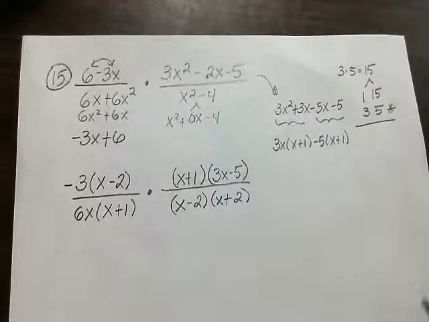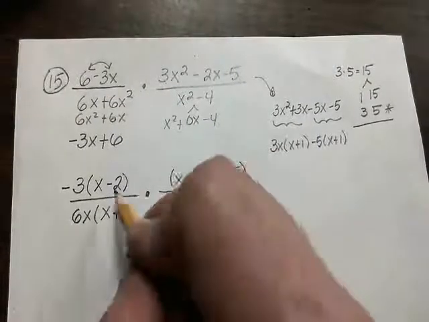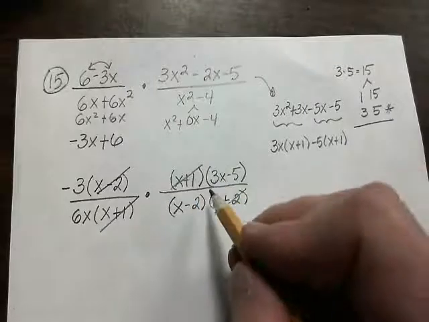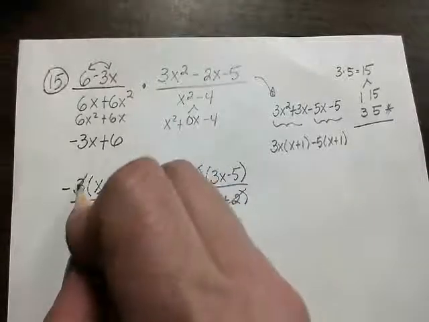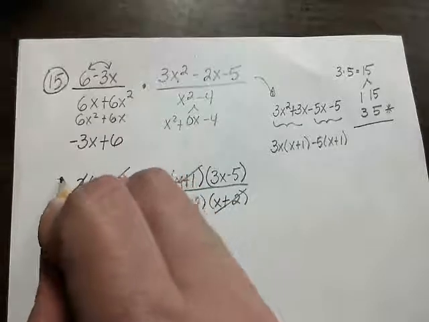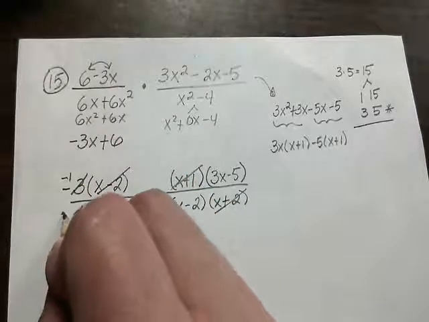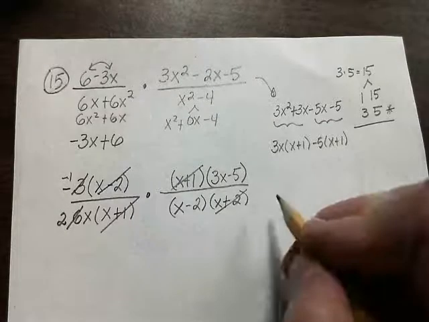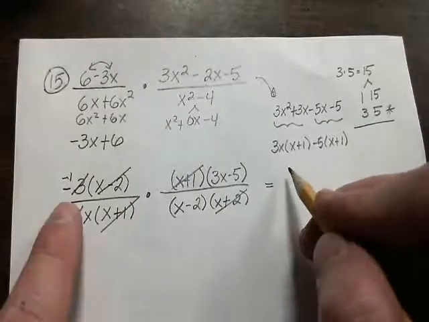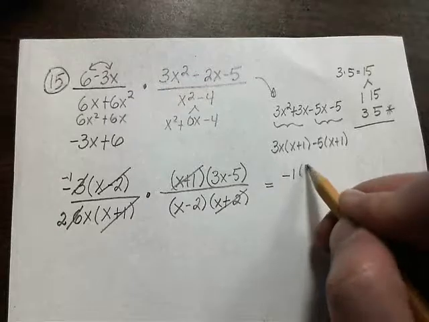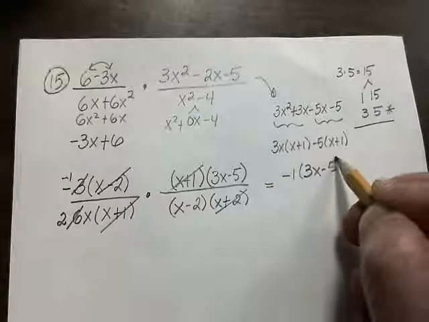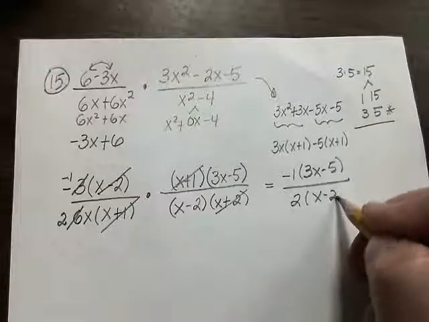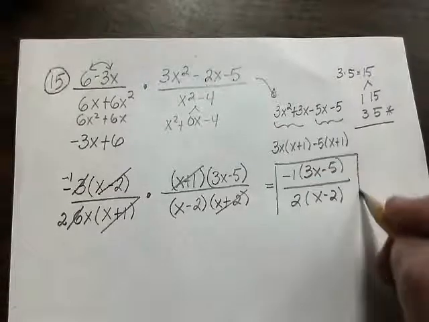And now I'm ready to cancel. And I notice I can cancel these two. I can cancel the x plus 1. And I can cancel the negative 3 and 6, because this becomes negative 1. This becomes a 2. And I believe that's it that we can cancel. So that means our final answer is going to be, on the top, I have left negative 1 times (3x minus 5), over 2 times (x minus 2). And that's my answer.